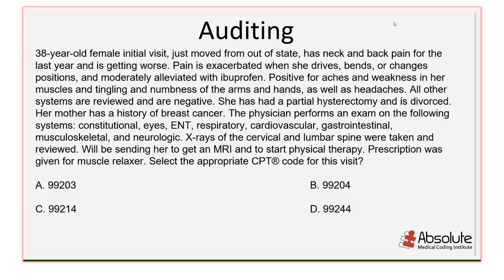You know, a lot of the more commonly used ones, like those new and established office visits, we're going to recognize a little bit easier than we would maybe this 99244. But as you're saying, answer A and B is for a new office visit, C is for an established, and D is for a consult.